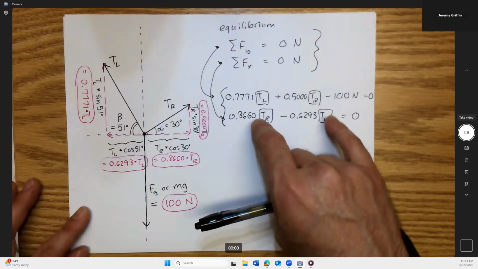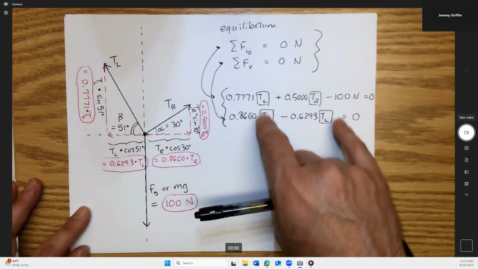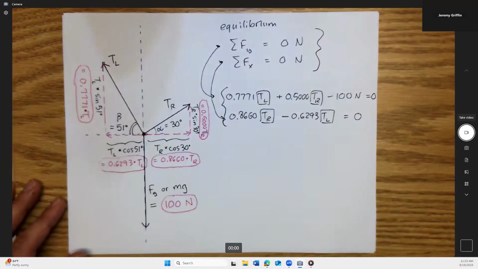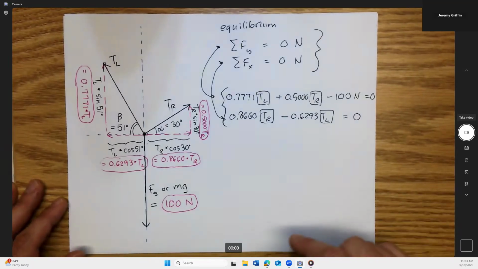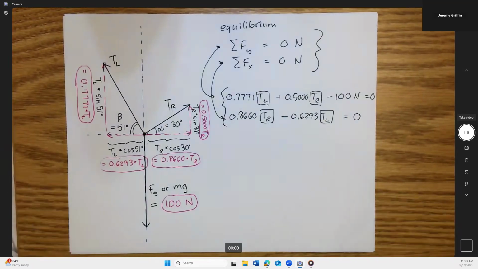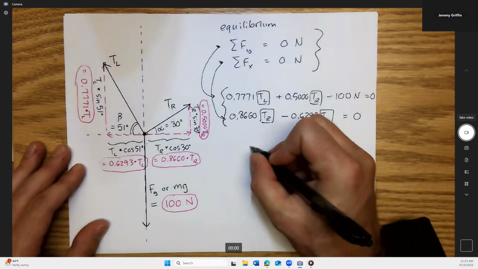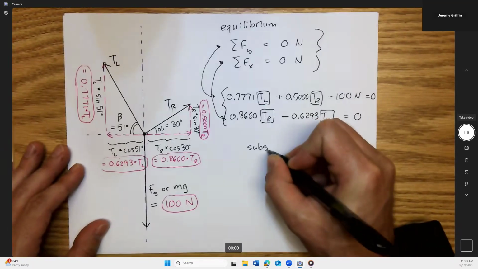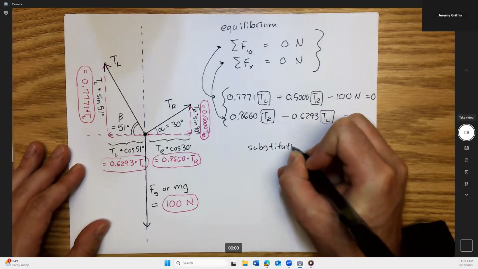You guys do see, if you have two independent equations and two unknowns, it is solvable, right? Two equations, two unknowns. What do you guys feel like doing? Substitution or elimination? Substitution, sure. So that's exactly what we'll do.